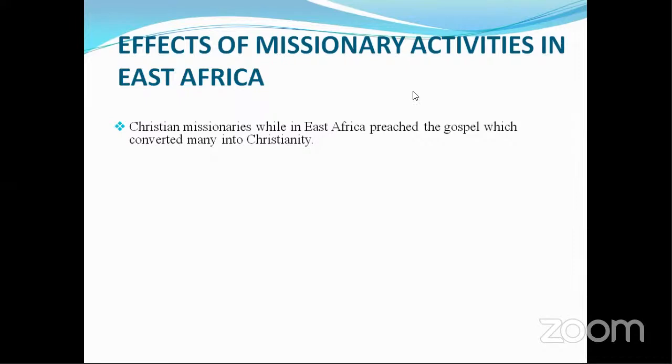Yes, so we have said that they preached the gospel, and as a result of preaching the gospel, these people converted many people to Christianity. Kwesiga, I think your hand is up. Okay, Kwesiga, you can ask.